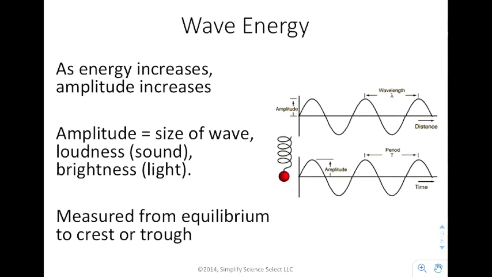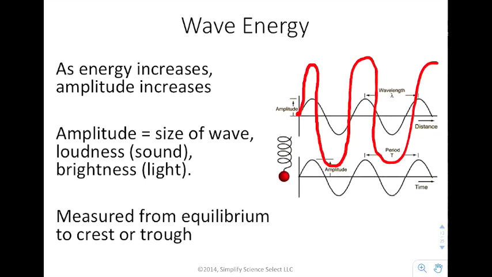Okay, wave energy. As the energy of a wave increases, its amplitude increases. So what happens is as you increase the energy of this wave, the crest gets higher and the trough gets lower. So you have these values right here increase as energy increases.